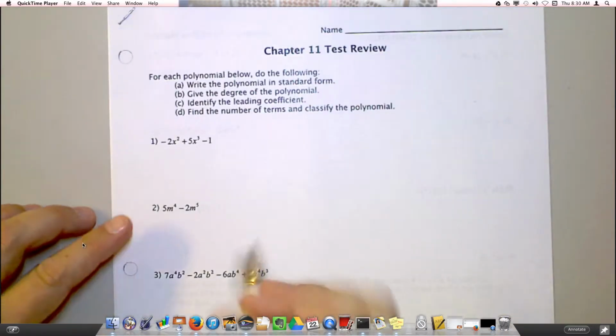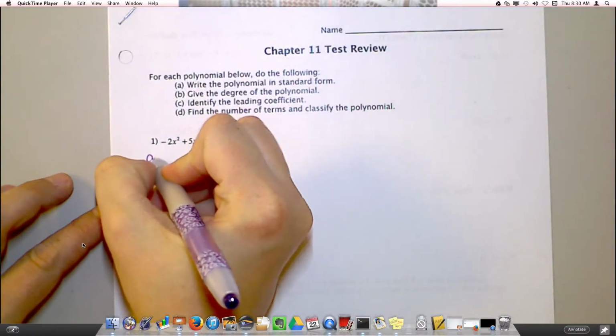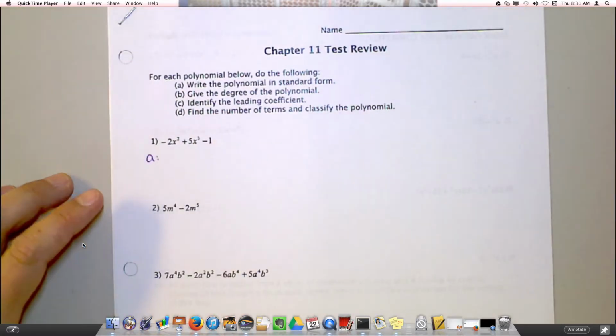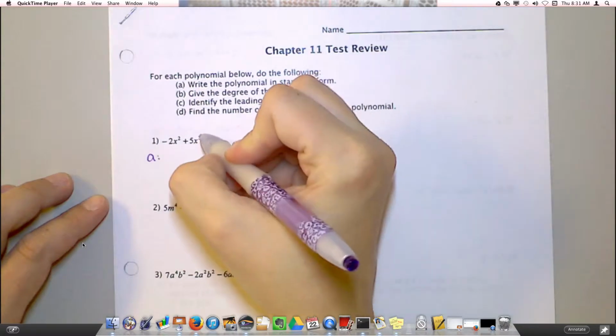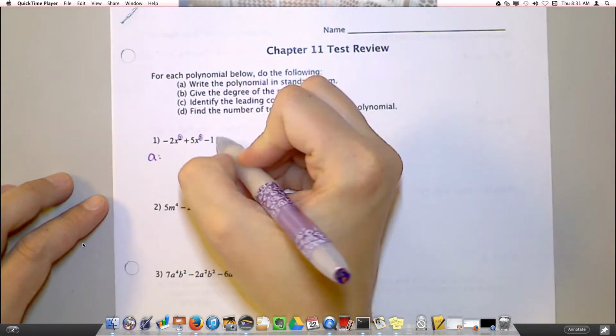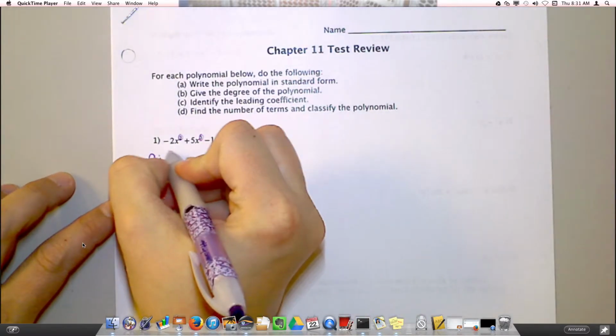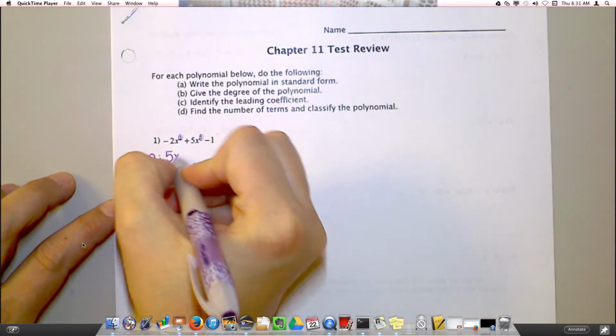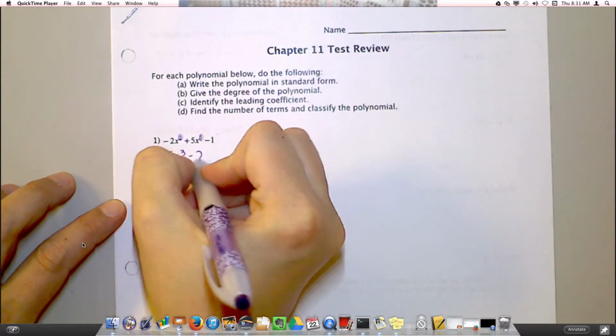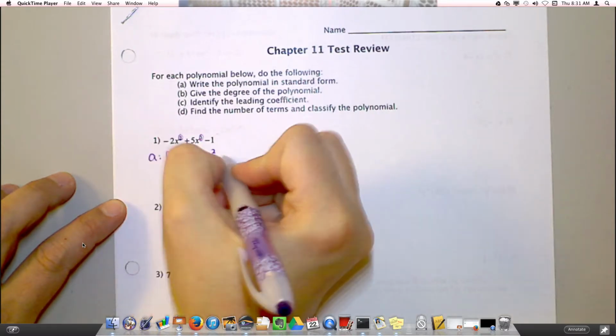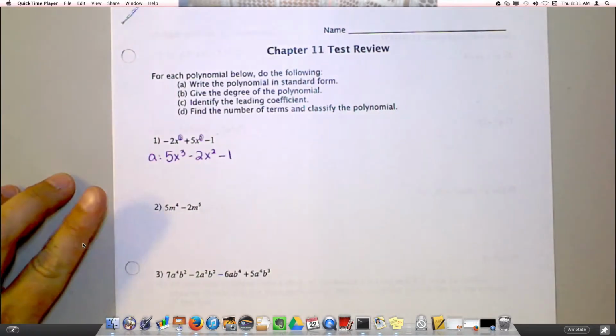Okay, number 1 says first write the polynomial in standard form. What does it mean to write in standard form? Yep, so we want the exponents to go from biggest to smallest. So we're going to start with the 3, and then go to the 2, and then go to the one that doesn't have an x at all. Okay, so my standard form would look like this. 5x to the third minus 2x squared minus 1. Okay, that's standard form.